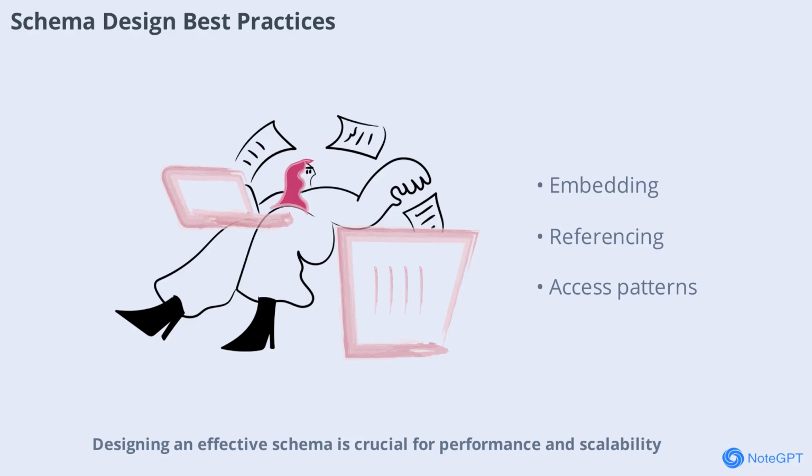Designing an effective schema is crucial for performance and scalability. MongoDB encourages embedding related data within documents when possible, reducing the need for joins. However, referencing can be used for large or frequently changing data. Understanding your application's access patterns will help you choose the right approach.